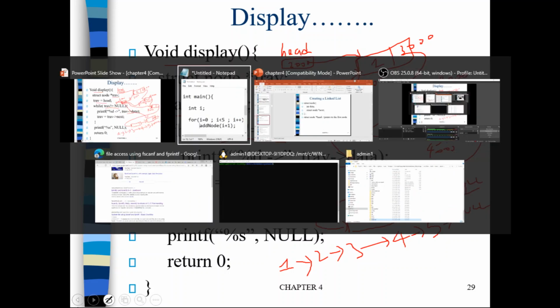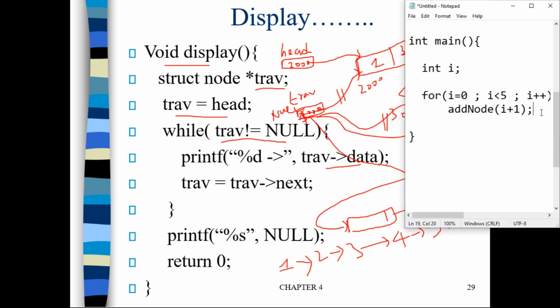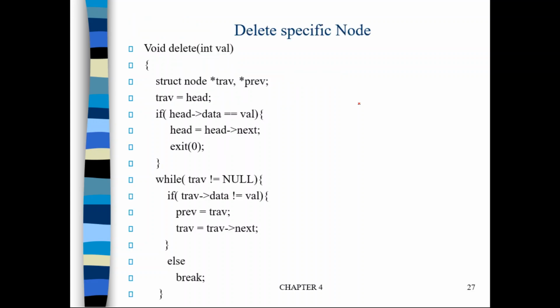So here in that notepad code I will add. So we added 5 nodes. Initially what we did, we added 5 nodes. After adding 5 nodes, let me display the contents. Just by calling the function display, it will display all the contents, that is 1 2 3 4 5, whatever it may be, right? This is how we add nodes to the linked list and we display the contents of a linked list.